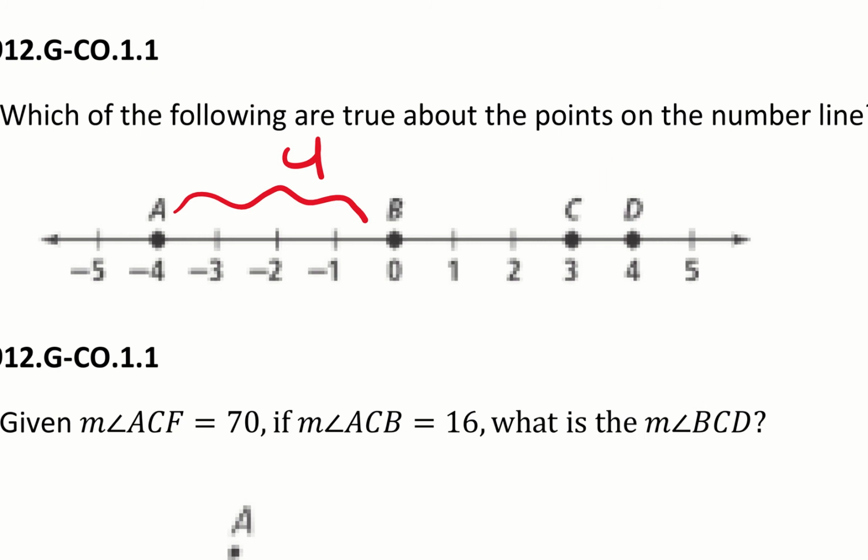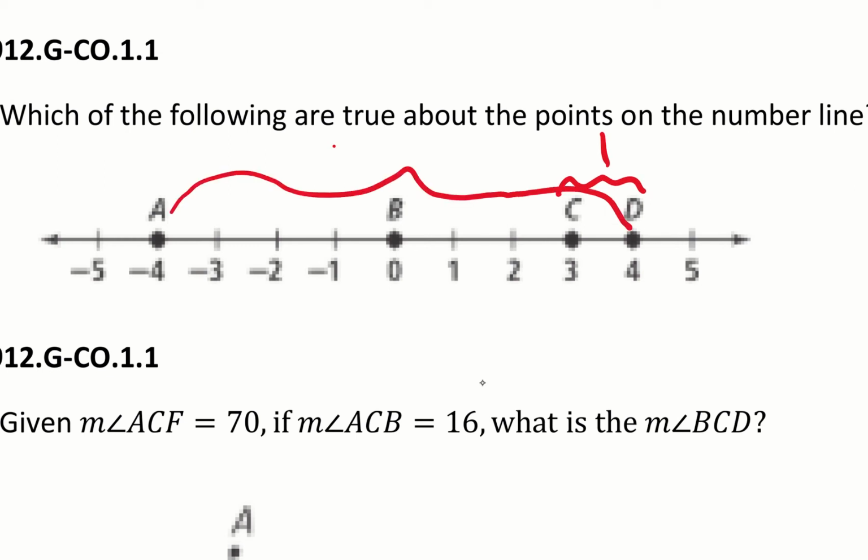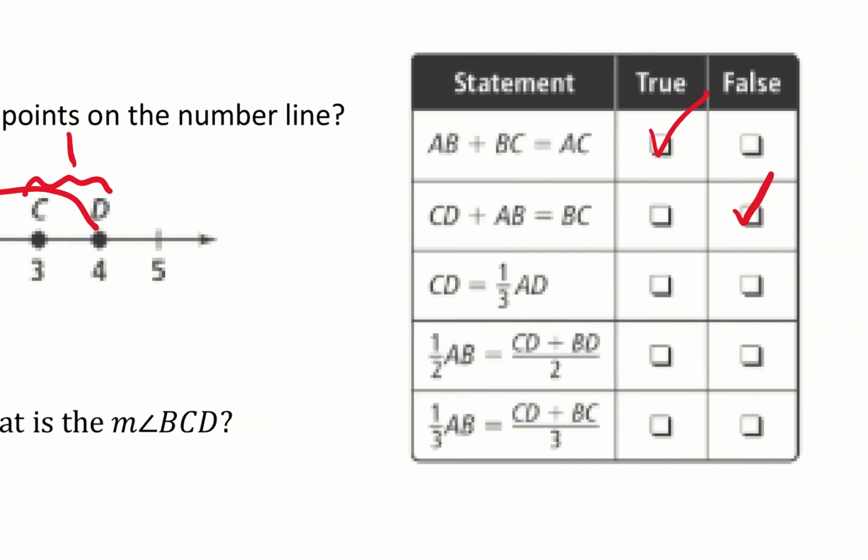All right. So CD equals 1/3 AD. Well, CD is 1. AD, A to D, is a distance of 8. Okay, so this is 8 and this is 1. 1/3 times 8 is 8/3. 1 is not equal to 8/3, so this is false.